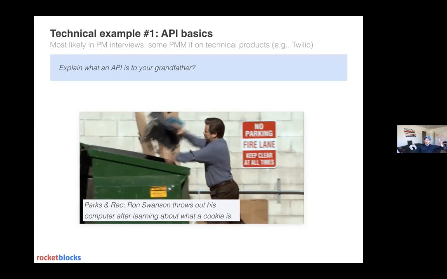So this is one of my favorite scenes from this show. This is basically after this character, Ron Swanson, learns for the first time what a web browser cookie is, and in response throws his computer out when he learns how much tracking happens. But the idea behind these types of questions is: here's a technical concept. How well can you explain it? Are you comfortable talking through it? Do you understand the nuance, and can you talk about it with other folks?